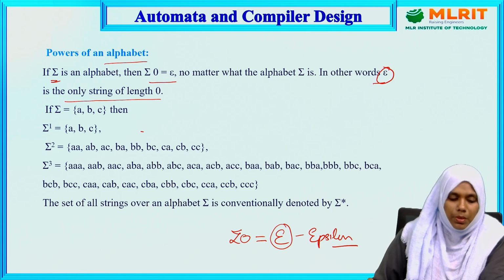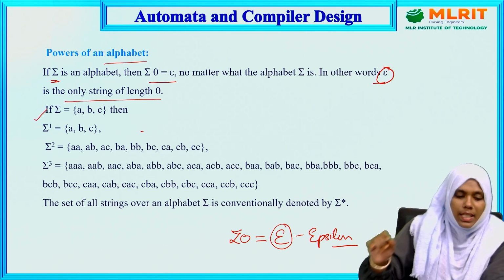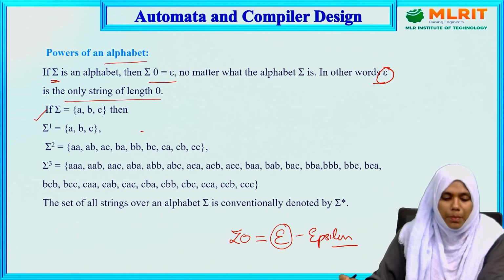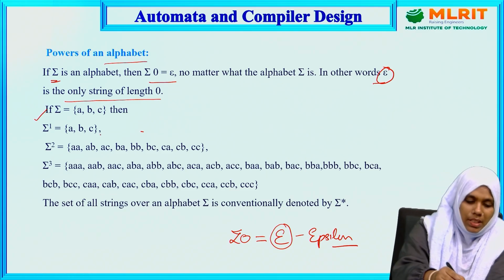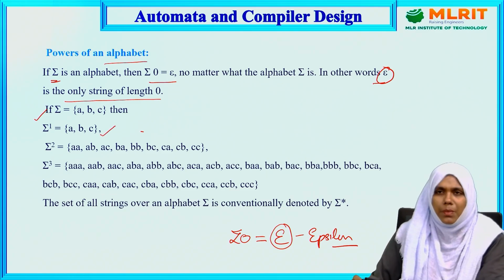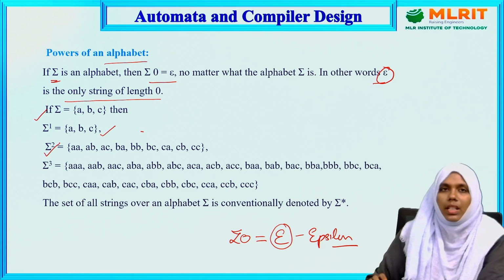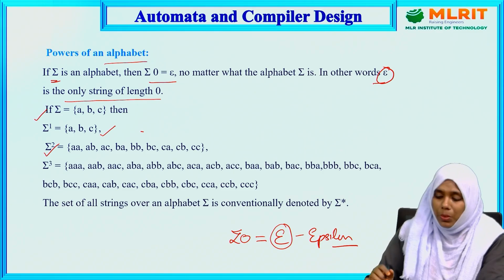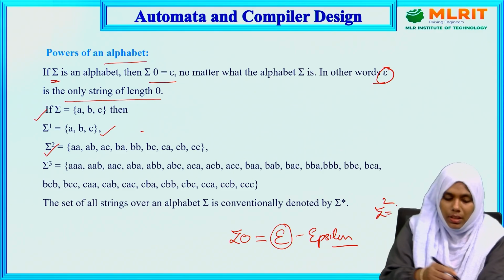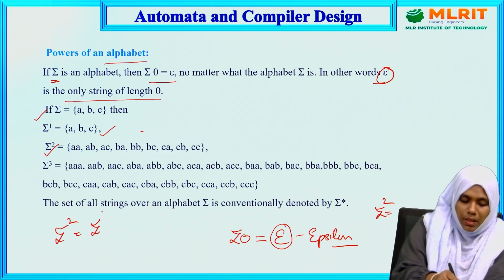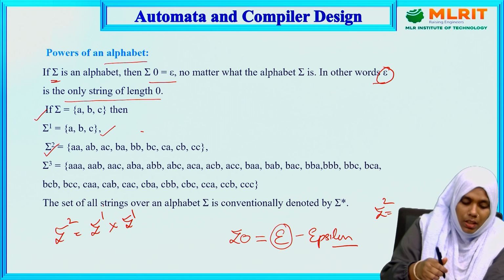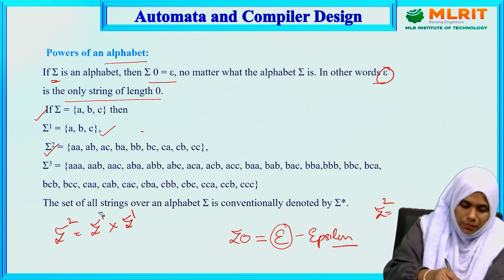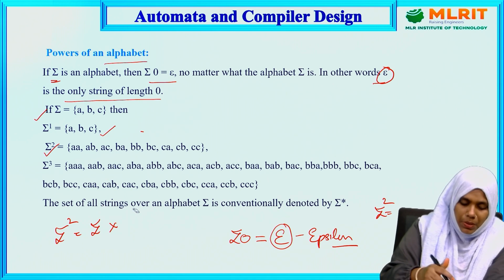Now, just move on to the next one. Here, if summation or sigma is equal to {A, B, C}, then what will sigma 1 be? Sigma 1 is the same thing, A, B, C. That means a single combination, A, B, C. In the same way, what do we do if it is sigma square? Here we are multiplying sigma 1 into sigma 1, like this, sigma into sigma.